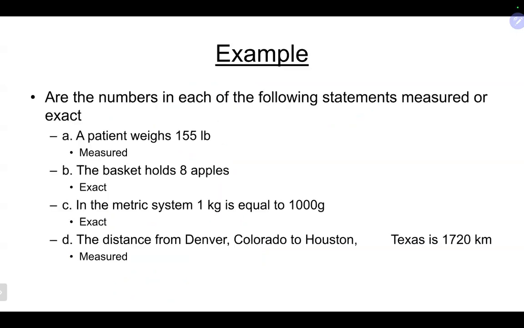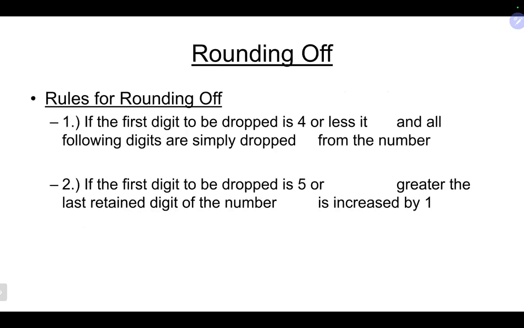All right, so we talked a little bit about the difference between measured and exact. Obviously, if you weigh a patient, that's going to be a measured value. If you have a basket that has apples in it, that would be more of a counted number, which would be an exact number. In the metric system, 1 kilogram is equal to 1,000 grams. So that is a metric to metric conversion, which is going to be an exact number, really a definition. And obviously the distance of 1,720 kilometers to Colorado or to Texas, one of those, would be a measured value.